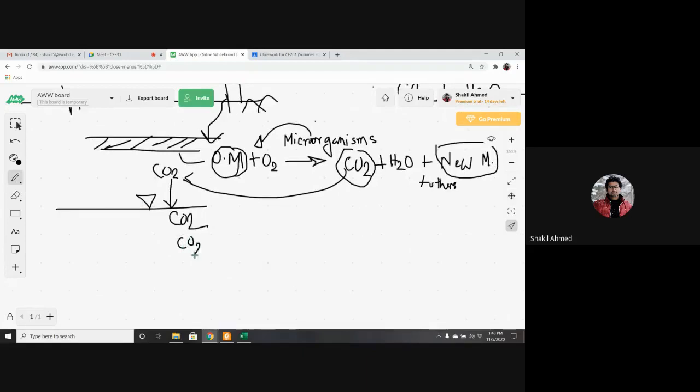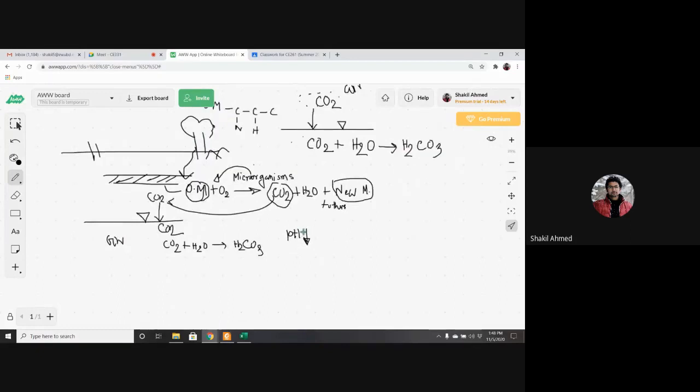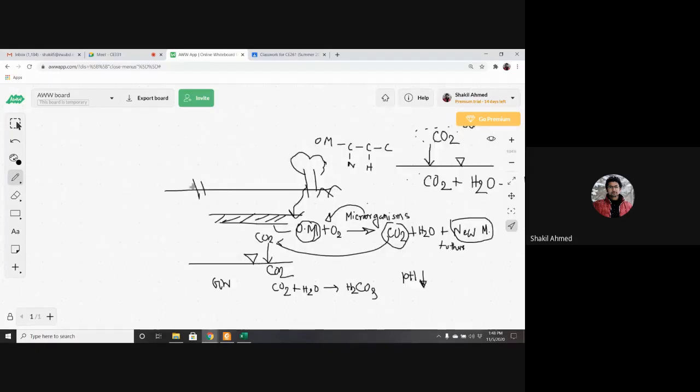So once they are in the water, they react with water to form what? Bicarbonic acid. Therefore, pH will be what? Higher or smaller? Smaller. So groundwater pH typically is smaller than surface water pH. If you talk about the surface, you have a surface like a river here. So the pH of the surface water will be higher and the pH of groundwater will be lower.